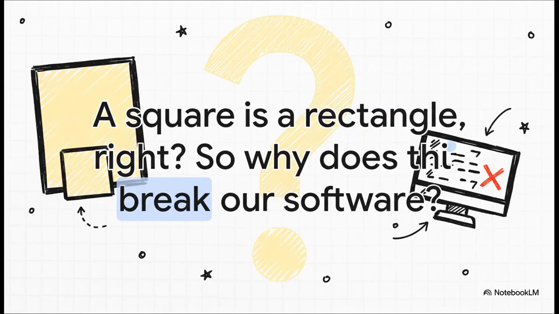But let's start with a little puzzle. We all learned in geometry that a square is a rectangle, right? I mean, it's a special kind. It's a simple, intuitive is-a relationship. So why is it that when we try to model this very simple idea in our code using inheritance, things can just go completely off the rails? Keep that question in the back of your mind, because we're about to find out exactly why.